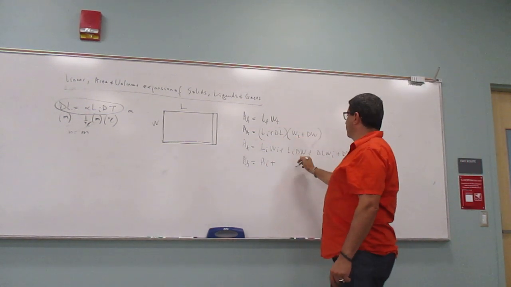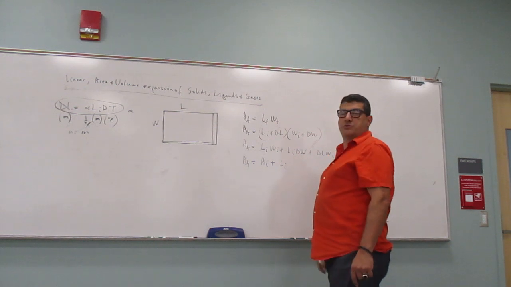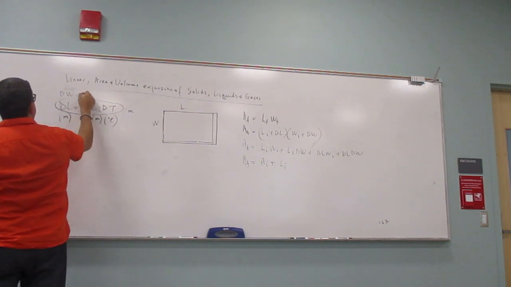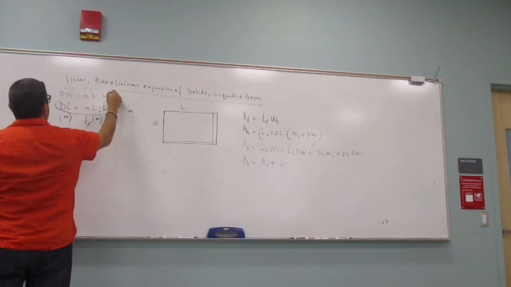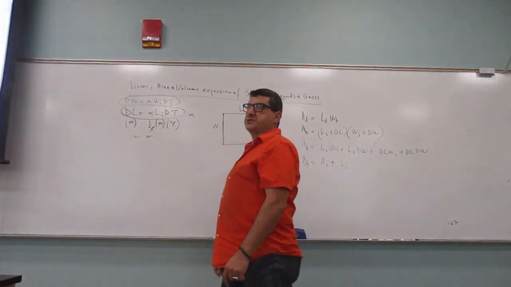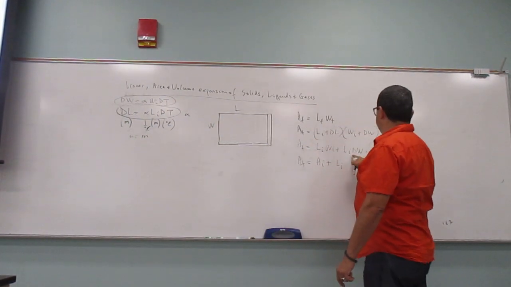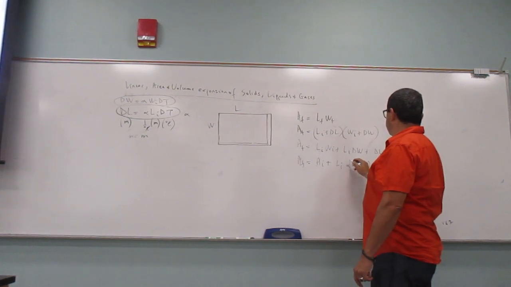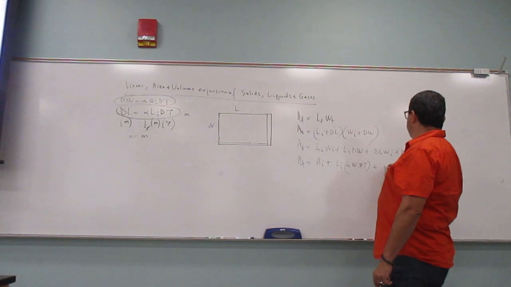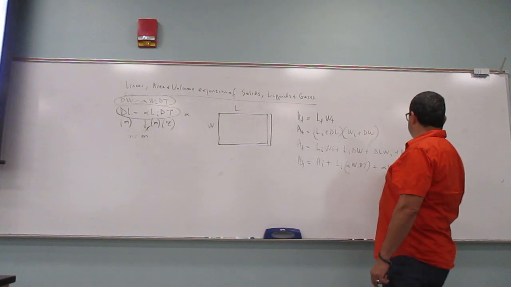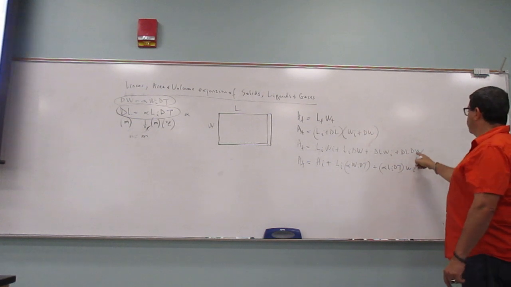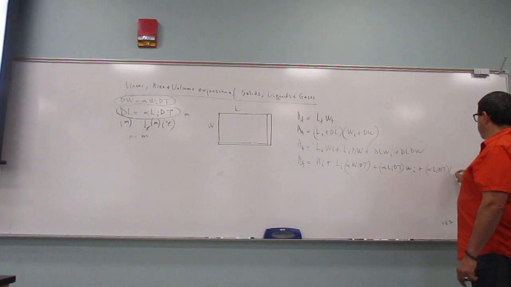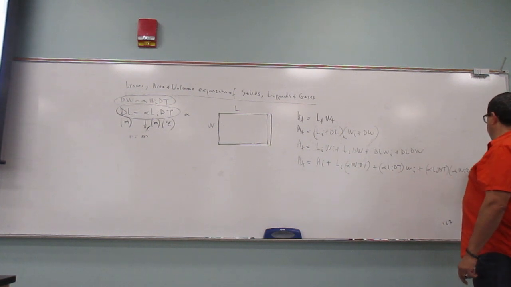And L initial times delta W, well, what's delta W? Well, remember the equation, delta L is this, and then delta W is going to be what? Delta W is alpha W initial delta T. So then if I put that here, alpha W initial delta T. Delta L is going to be alpha L initial delta T. W initial, plus delta L delta W, alpha L initial delta T, alpha W initial delta T.